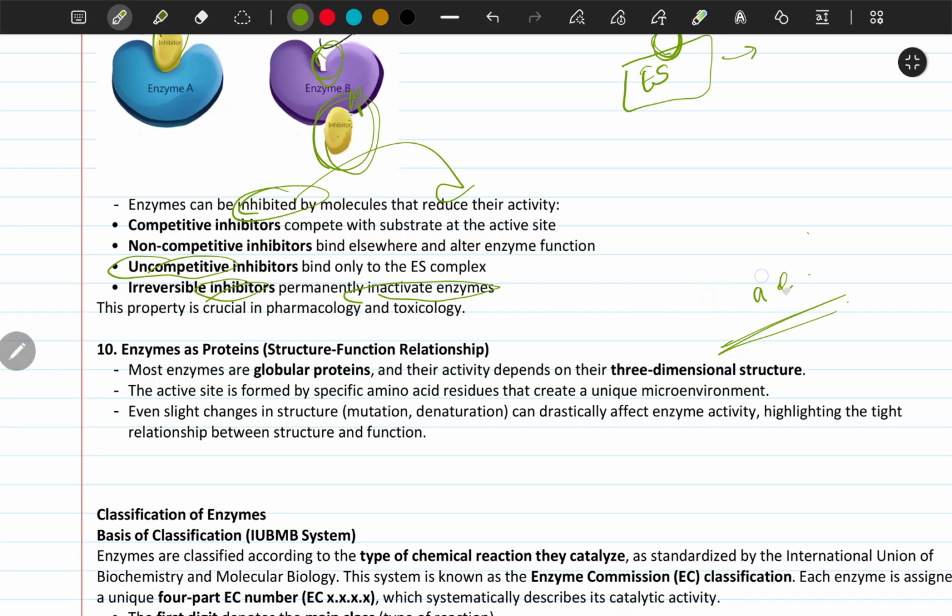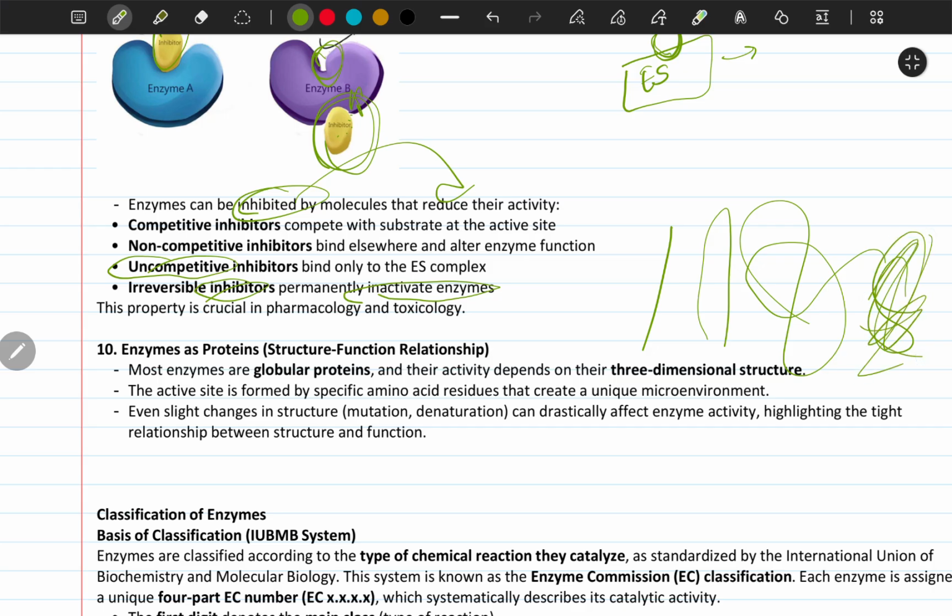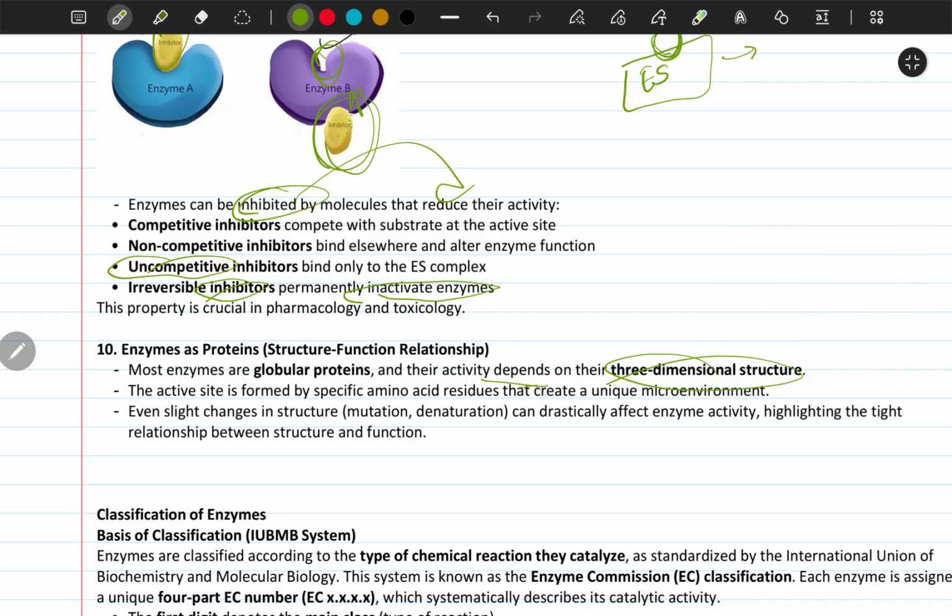So there are 4 types of proteins according to structure: primary, secondary, tertiary, and quaternary, along with globular. Most enzymes are globular proteins and their activity depends on the 3-dimensional structure. The active site is formed by specific amino acid residues that create a unique microenvironment.